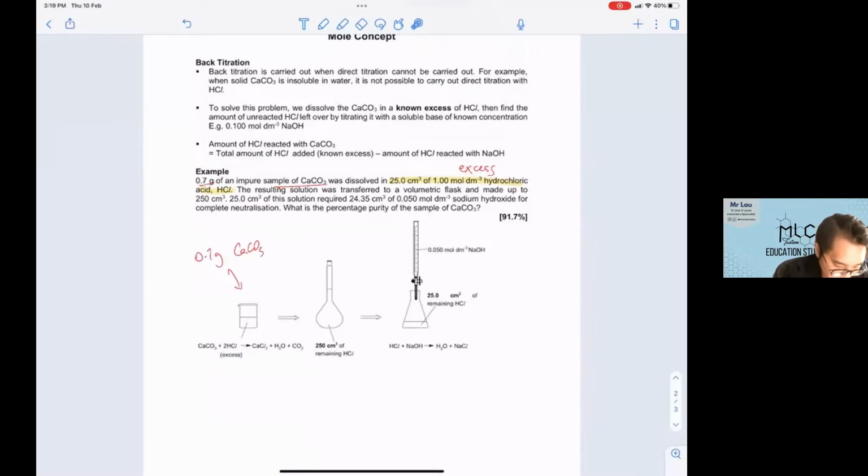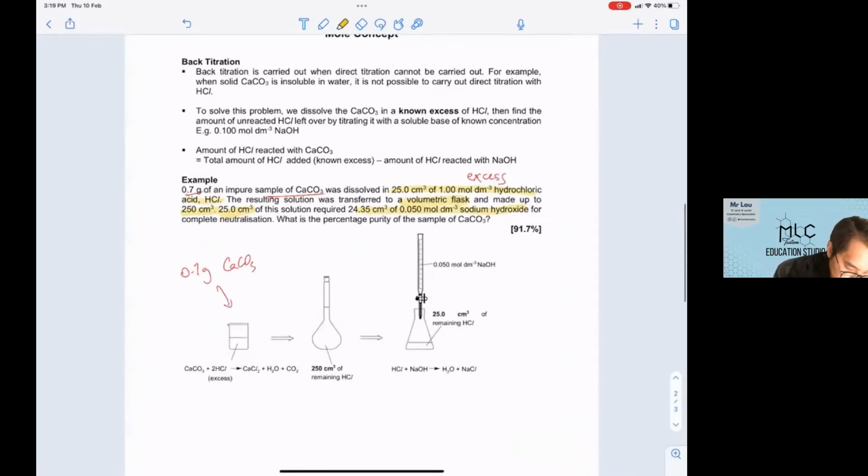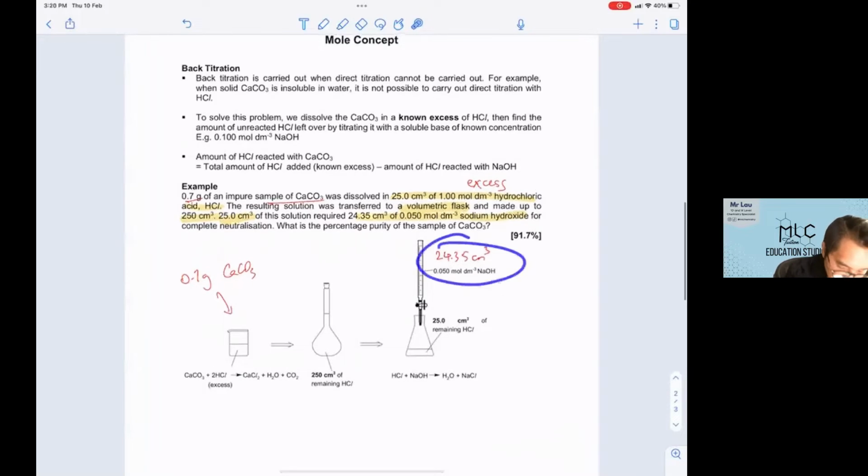There will be HCl left over, which you will then transfer to a volumetric flask, and you will dilute it up to 250 cm3 over here. Then you pipette out 25 cm3 and you titrate that against your sodium hydroxide. So your sodium hydroxide here will tell you how much is your excess HCl. So you're using this amount of NaOH. It will tell you how much excess HCl is in your 25 cm3. So for back titration questions, we will start from the back over here. You cannot start from here because this is impure. So instead we will start from the back.